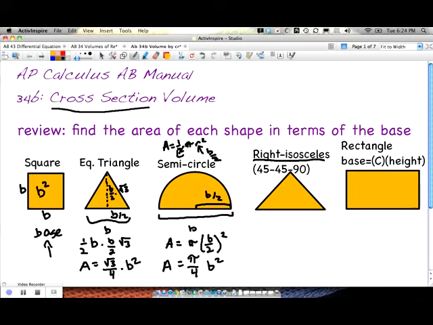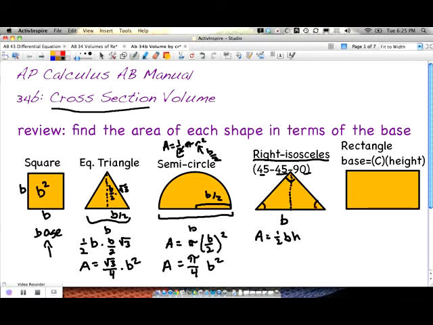Whenever you see a right isosceles triangle as being your cross section, that means it's a 45, 45, 90 triangle. And most often you'll have it with the hypotenuse as the base, kind of creating this pyramid looking shape. That tells me that if this is my base, then what I really need to figure out is my height, because if I know the height and the base of a triangle, then that helps me find the area.